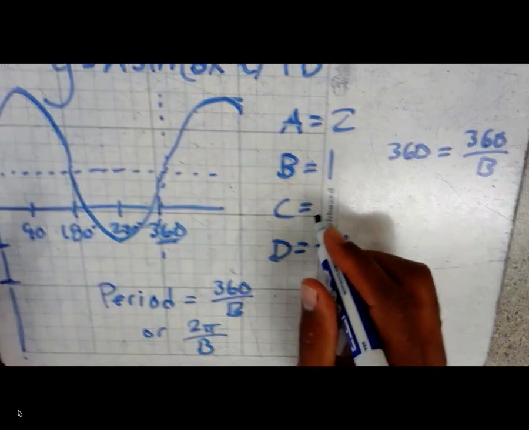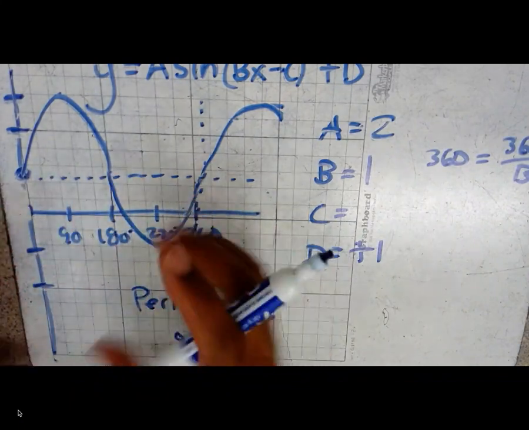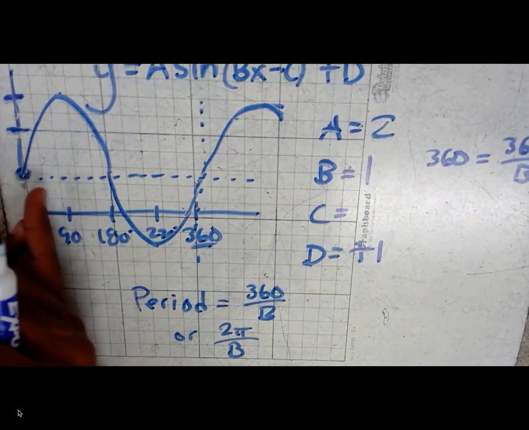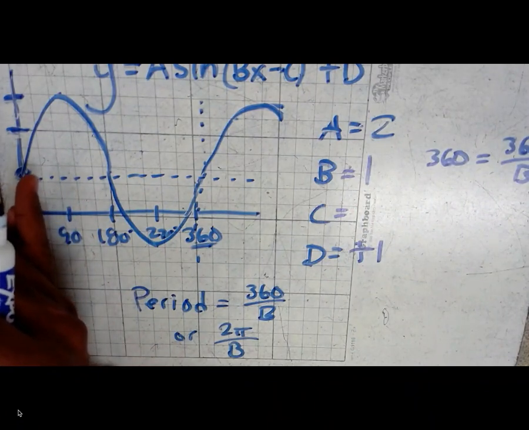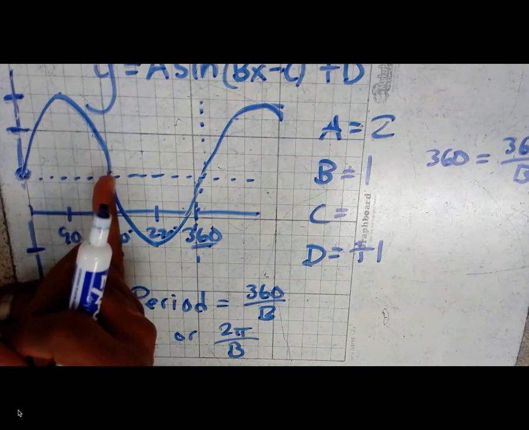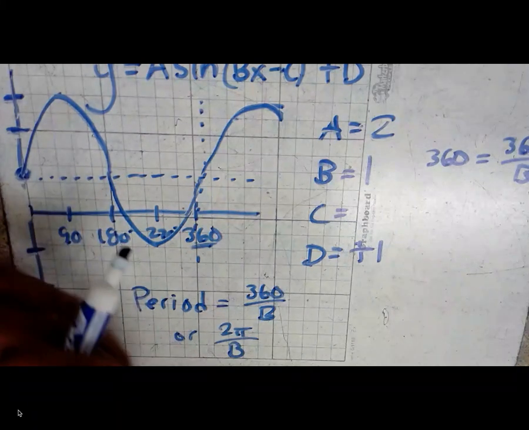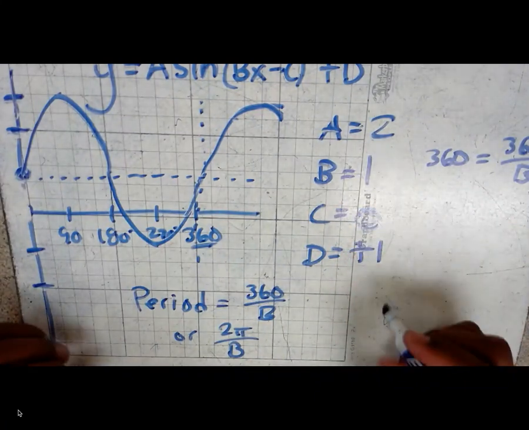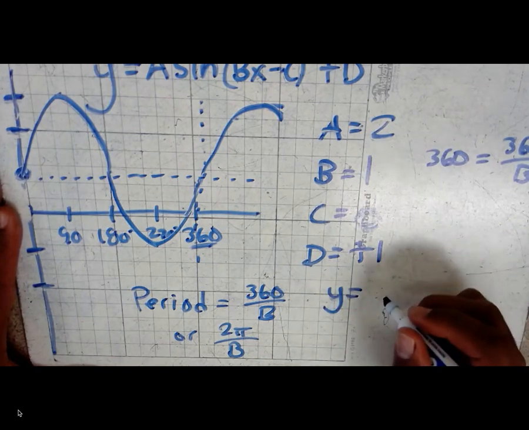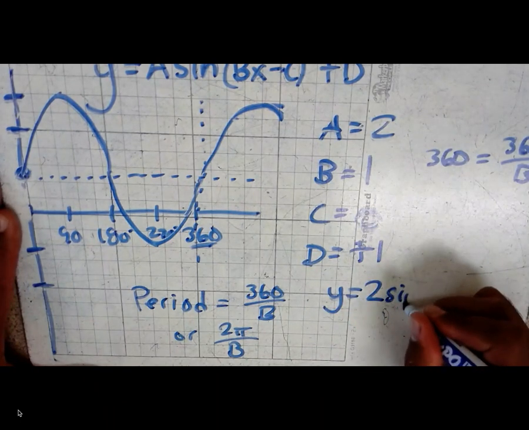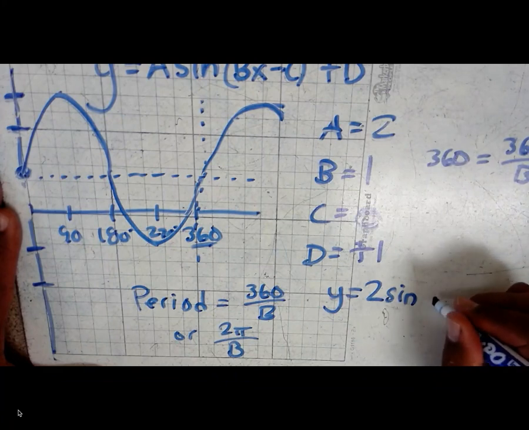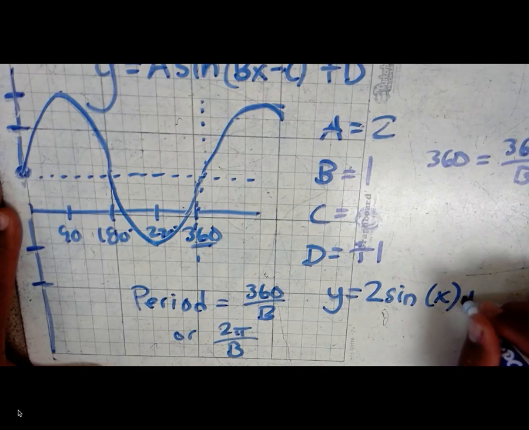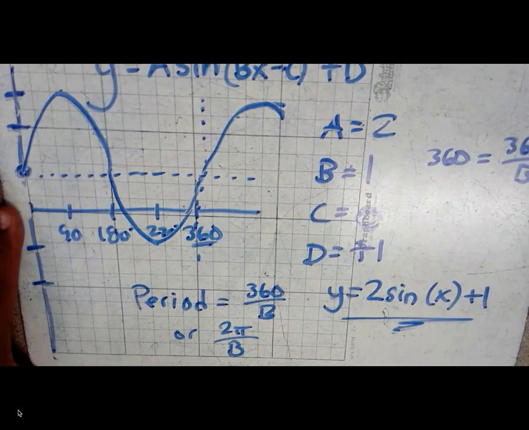Now, for C, I would look for a phase shift. I would check, especially if it's sine, does it start somewhere different? Does it start at 90 degrees instead of at 0? Or does it start at 180? Is it shifted a little bit? And in this case, it hasn't, because it's still starting at the y-axis. So that C is going to be a 0. So when I put this together, y will equal first the A times sine, then the B, which is just 1, so all I need to put is x, and there's no C, and then plus 1. So that's all that function is for that one.